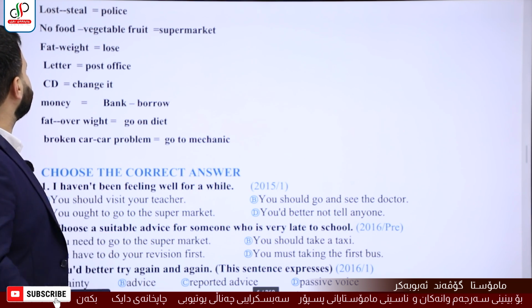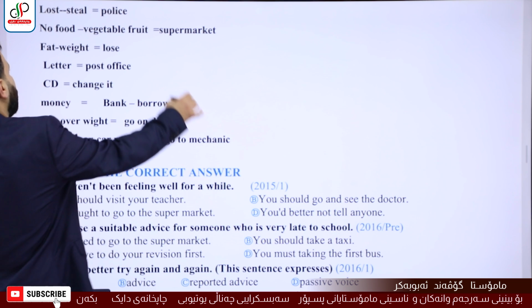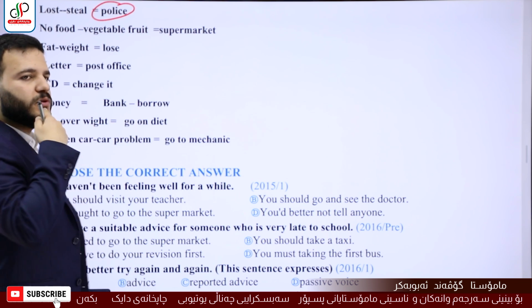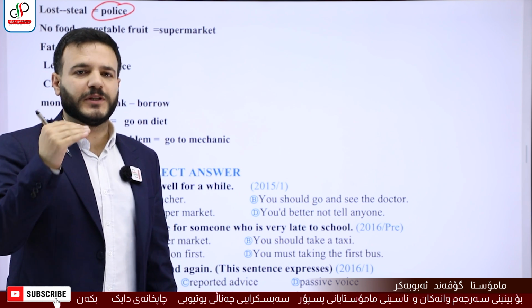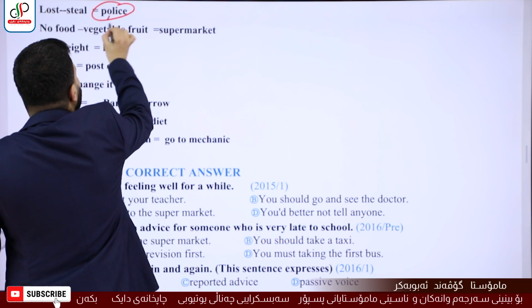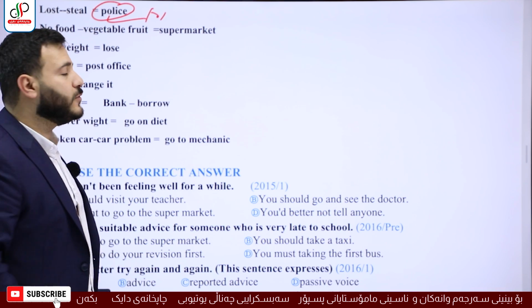How about if a person lost, for example, his wallet or his mobile? In that case, you have to tell him, try to go to the police. Guys, it's not "police," it's "police." Here we don't have the O sound, we have the schwa sound. In that case, it's the schwa sound.